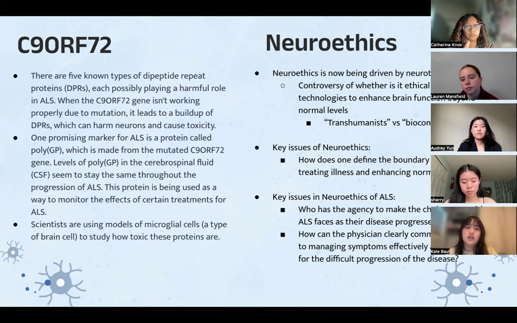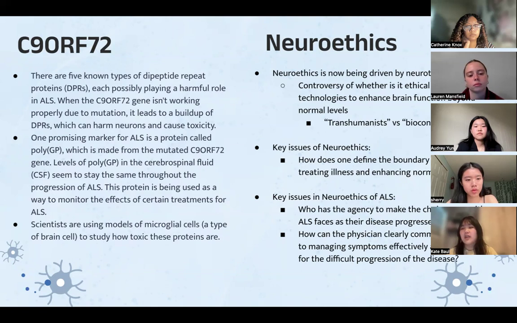One promising marker for ALS is a protein called poly-GP, which is made from the mutated C9ORF72 gene. Levels of poly-GP in the cerebrospinal fluid seem to stay the same throughout the progression of ALS. This protein is being used as a way to monitor the effects of certain treatments for ALS. Scientists are using models of microglia cells, a type of brain cell, to study how toxic these proteins are.